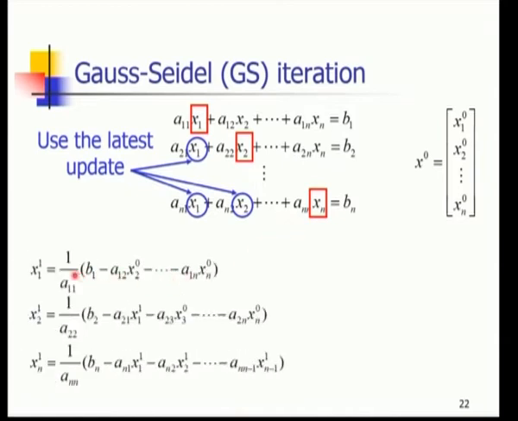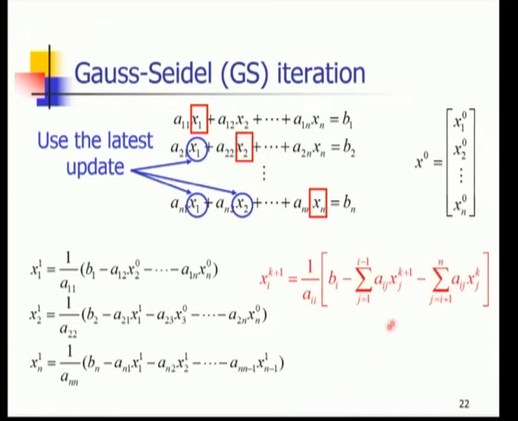So there is no change in the iterated solution for the first variable. For the second variable, note that we utilize the latest information, the new x1, which is plugged in here. Similarly, for the last variable, the latest information of all the remaining previous variables is available. This is called the Gauss-Seidel method.